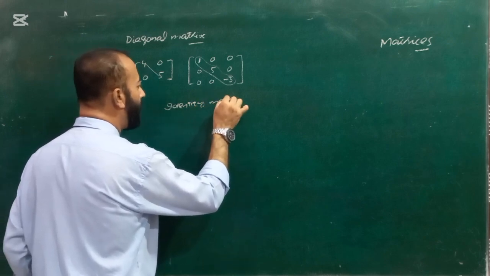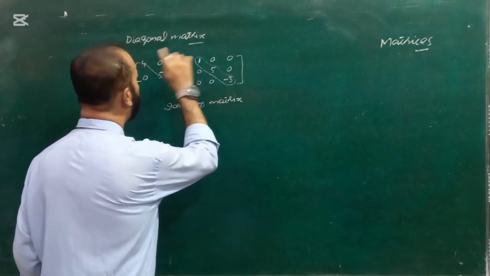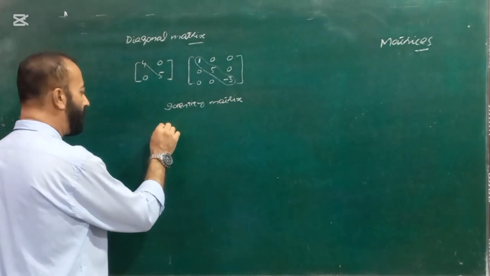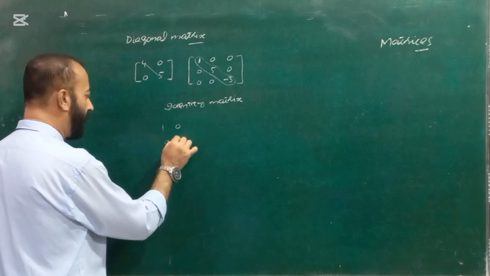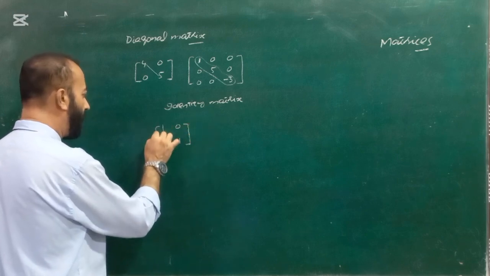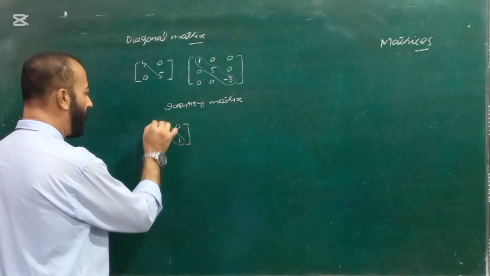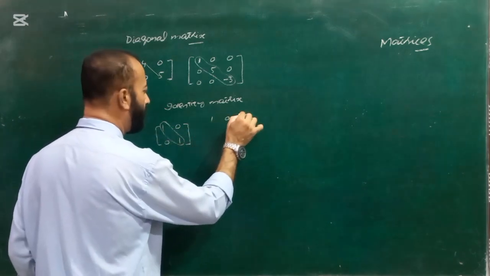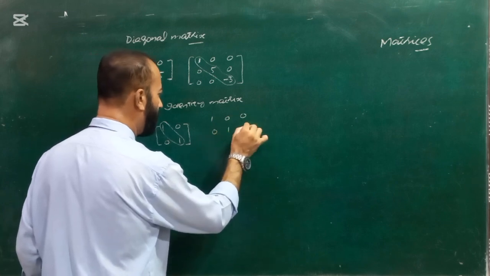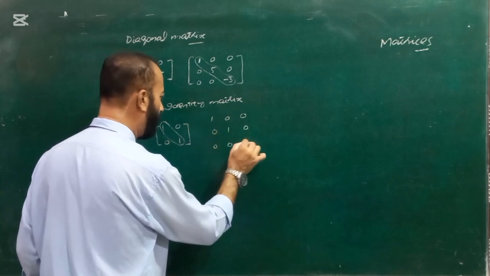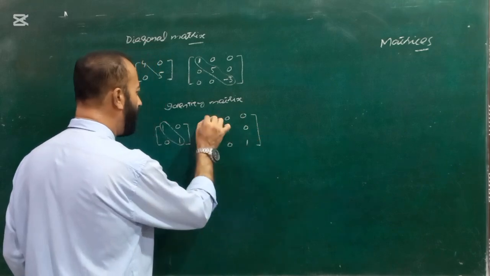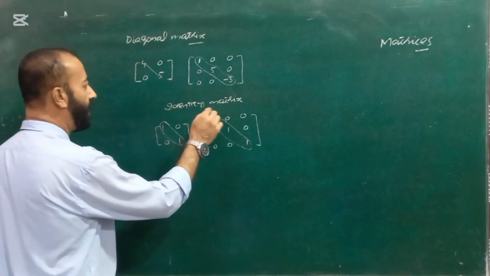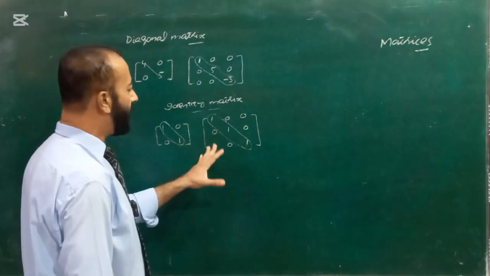An identity matrix is a matrix that is almost a diagonal matrix, but the leading diagonal entries are 1, 1. For example, this is a matrix in which you can see the leading diagonal entries are 1, 1 and all other entries are 0, 0. Another example may be 1, 0, 0, 0, 1, 0 and 0, 0, 1. So you can see the leading diagonal entries are 1, 1, so this is called an identity matrix and all the other entries are 0.